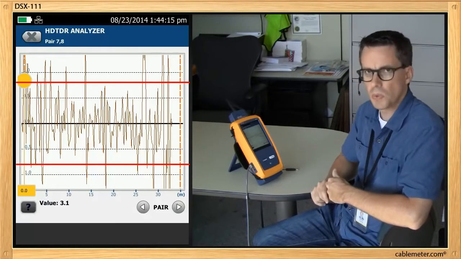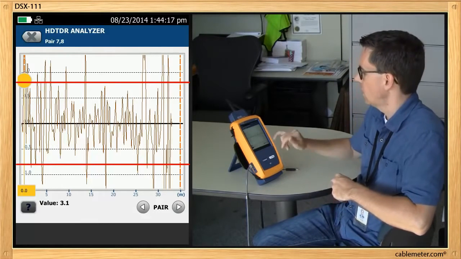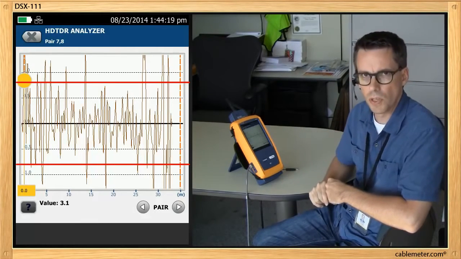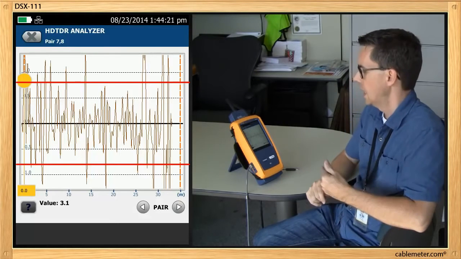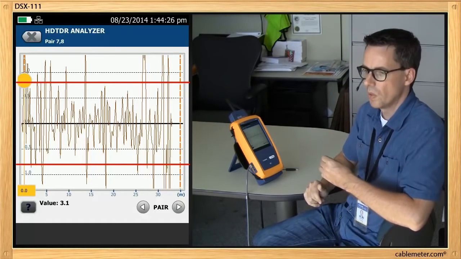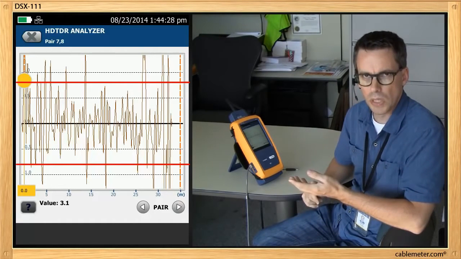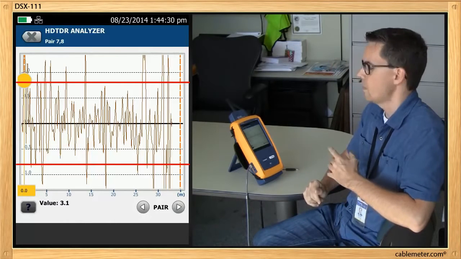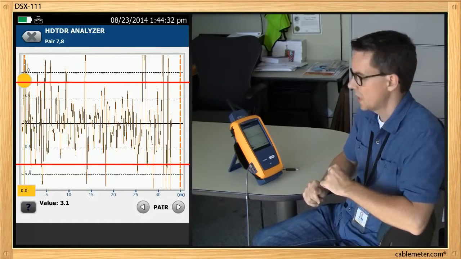So the frequency domain suggests it's a cable issue. The time domain also confirmed that we have a cable issue. And of course, whose fault is it? Is this badly made cable, or is this cable that got damaged during the installation? I make a point of not saying that.